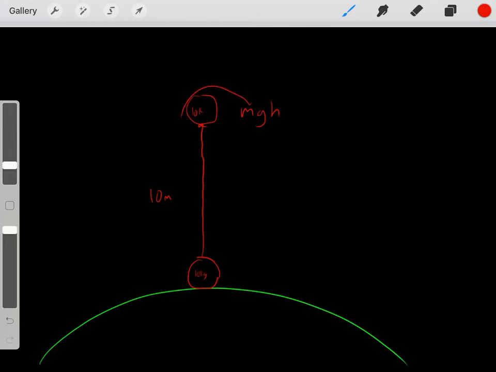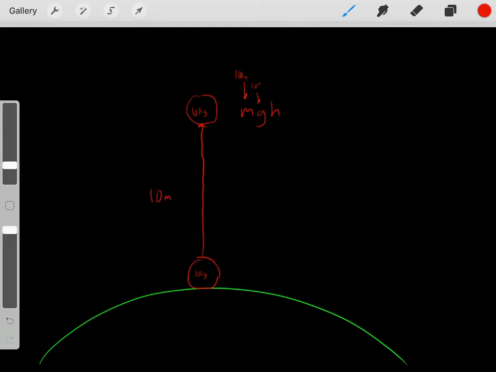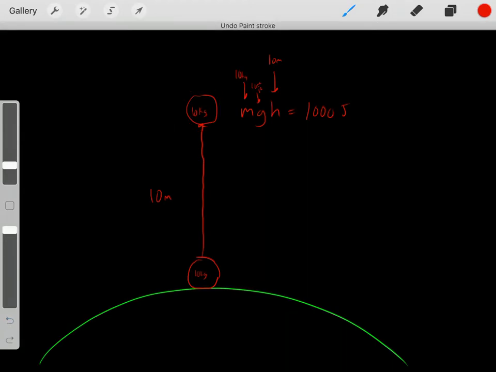And again, we know the mass of the ball is 10 kilograms. We know g is the acceleration due to gravity, which is 9.8 meters per second squared, but for simplicity, let's say it's 10 meters per second squared. And this height represents the change in height, how much distance it traveled. So this height in this situation would be 10 meters. Now we can solve this with some simple math, and it would give us 1,000 joules. So now we know this ball has gained 1,000 joules of gravitational potential energy.